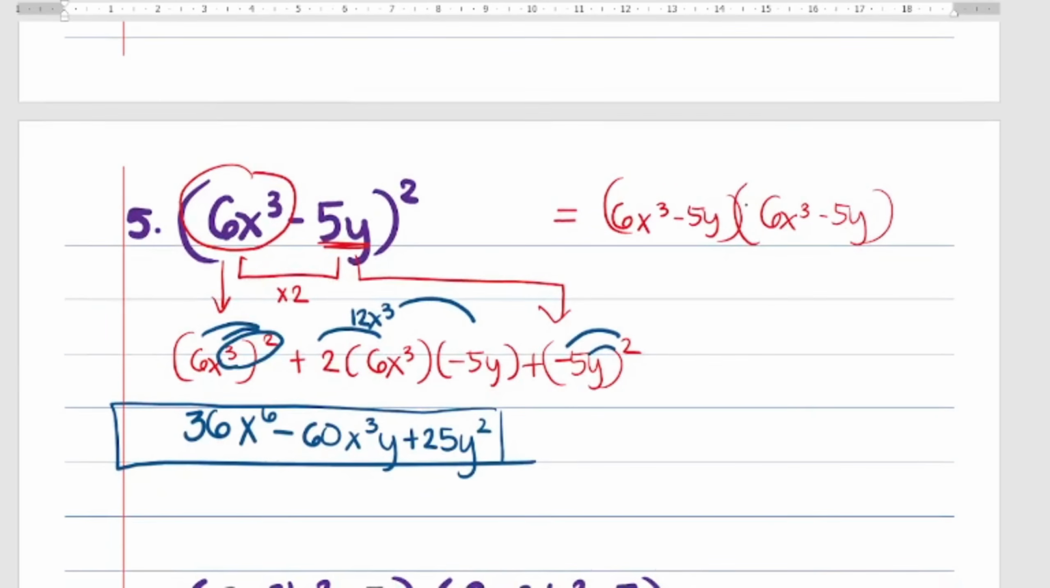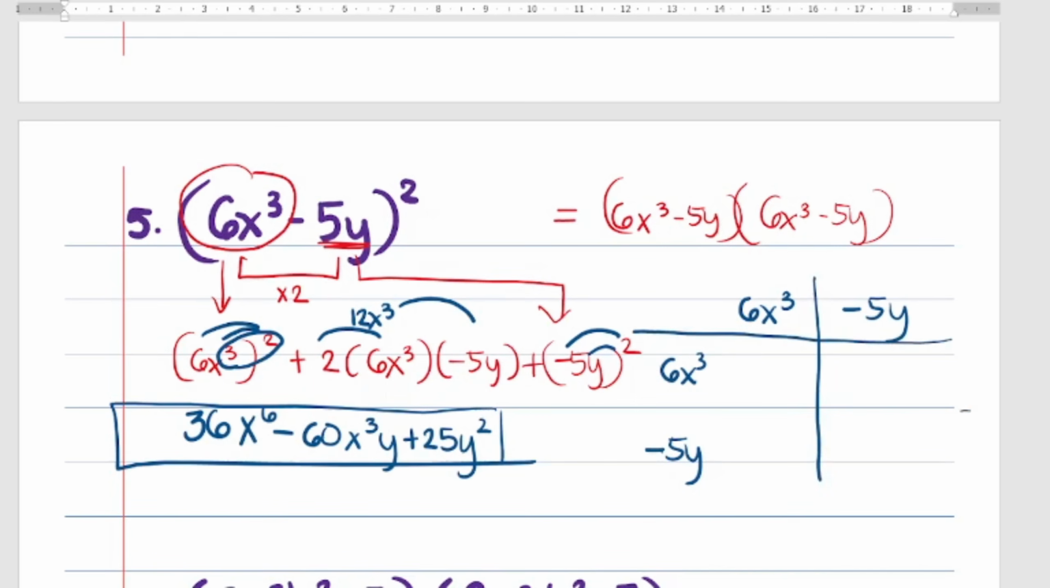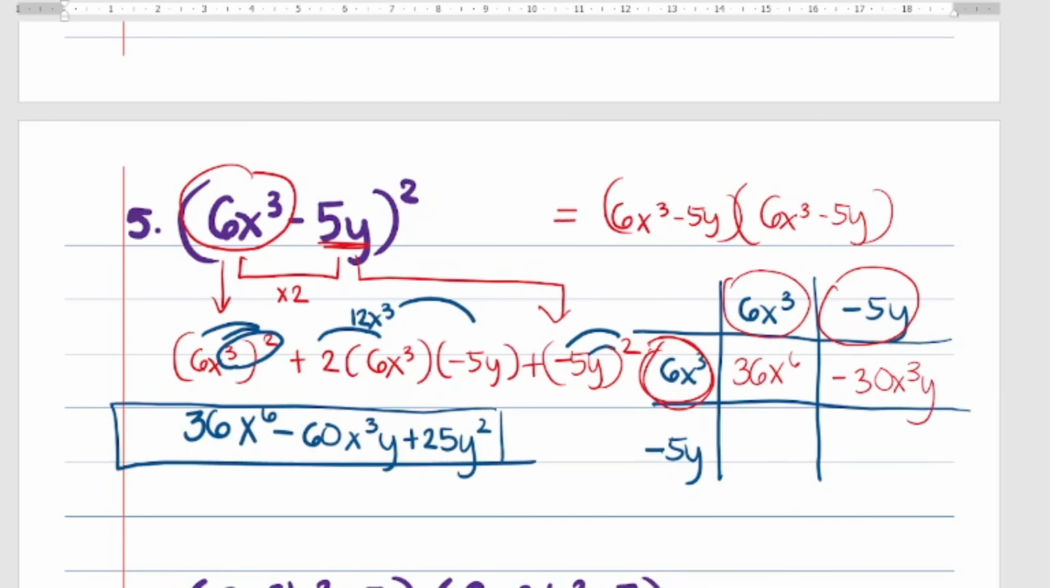Let's just do it here. 6x cubed minus 5y, then 6x cubed then negative 5y. For the box method, we will just be writing the expressions horizontally and vertically. So 6x cubed times 6x cubed, that's 36x raised to the power of 6. Then 6x cubed times negative 5y, that's negative 30x cubed y. Then let's go to the second row. Negative 5y times 6x cubed, that's negative 30x cubed y. And negative 5y times negative 5y is positive 25y squared.